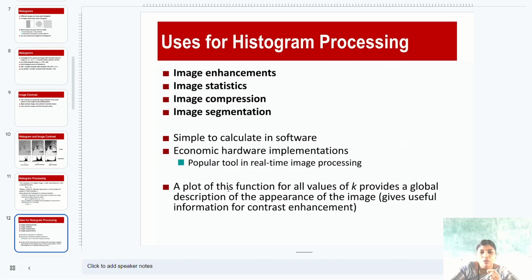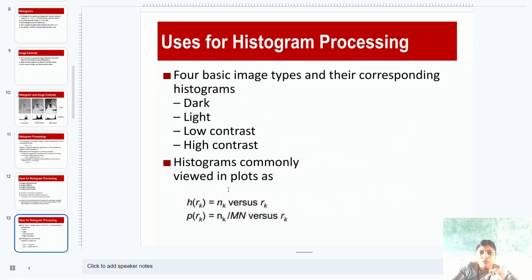So a plot of this function for all k provides a global description of the appearance of an image. It gives useful information about contrast enhancement. There are basically four image types corresponding to a histogram: one is dark, another is light, another is low contrast, and another is high contrast.